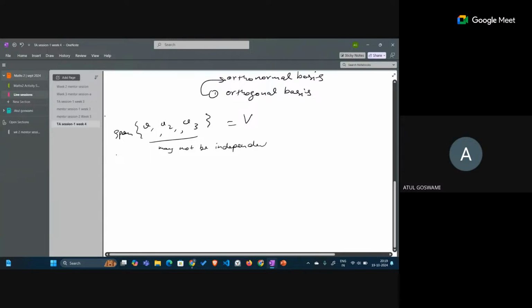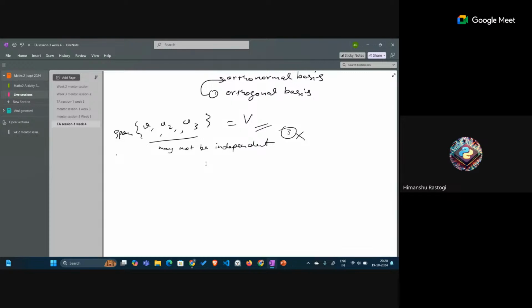So we cannot say that because there are three vectors in the spanning set, the spanned space is also of three dimensions. We cannot say that certainly. Is it clear? I mean, the spanning set may have dependent vectors. Yes. So we can say that this vector space is at least three dimensions.